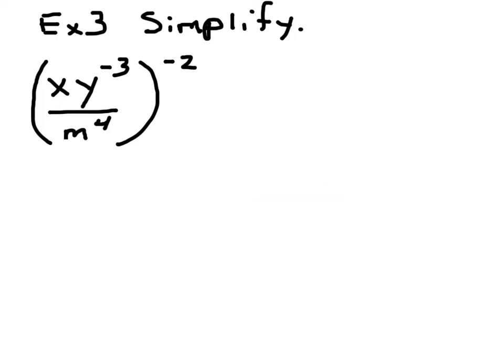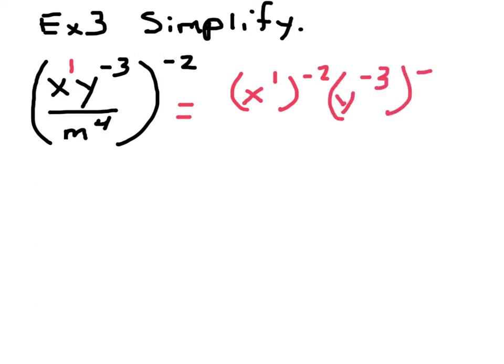I'm going to take everything in the parentheses raised to the negative 2 power. Now remember that x, that's a 1 there, isn't it? It's to the first power. So what do I have here? I have an x to the first raised to the negative 2 power. I have a y to the negative 3 raised to the negative 2 power over m to the 4th raised to the negative 2 power.